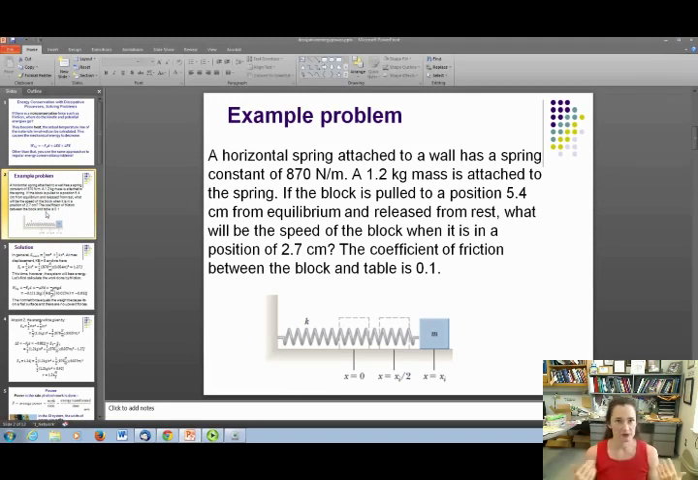The next thing that you should ask yourself is, where should I put my origin? And with spring problems, if you can manage it, probably the best place to put your origin is at the equilibrium position of the spring. So that's where I'm going to make my choice here.